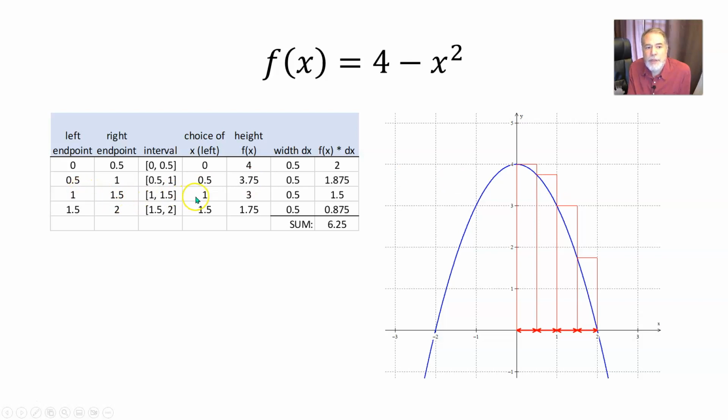For the third rectangle, we plug in 1, we get a height of 3. For the fourth subinterval, we plug in its left endpoint 1.5 and get the height of that rectangle to be 1.75. Then for each of those 4 skinny rectangles, we take its height times its width, and the width of each one is going to be 1/2 or 0.5 to get its area. So 4 times 1/2 is 2, and 3.75 times 1/2 is 1.875, and so on. Then we add those 4 areas of those 4 individual rectangles together to get the total area contained in those 4 rectangles, and that turns out to be 6.25.